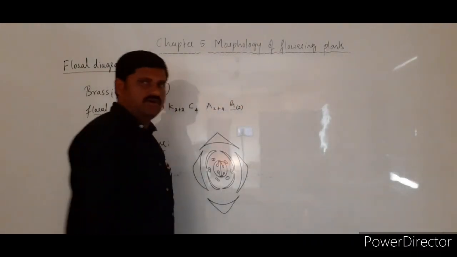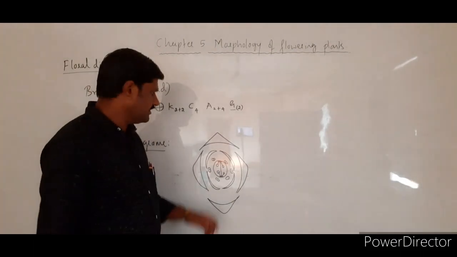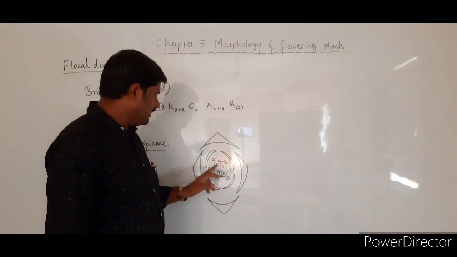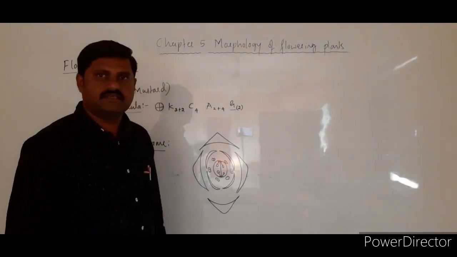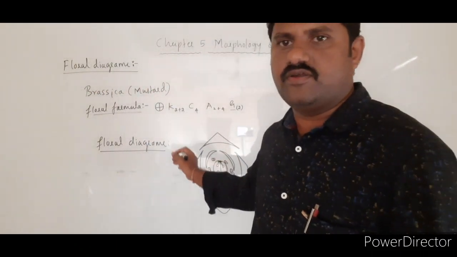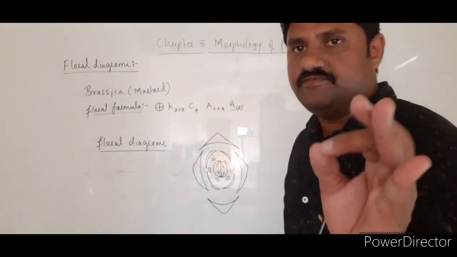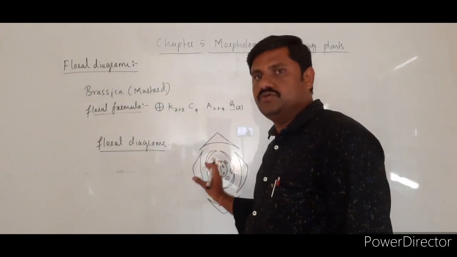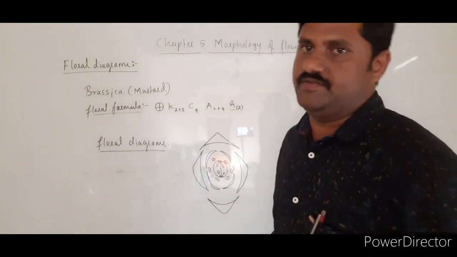In which, how many sepals are there? 1, 2, 3, 4. So 4 sepals are there, and 4 petals are here, and 2 whorls of androecium are here, as well as the gynoecium. So these are the conditions you come across in the Brassica family, that is the mustard family, the mustard plant itself. So this is how to draw the floral diagram of one particular flower.